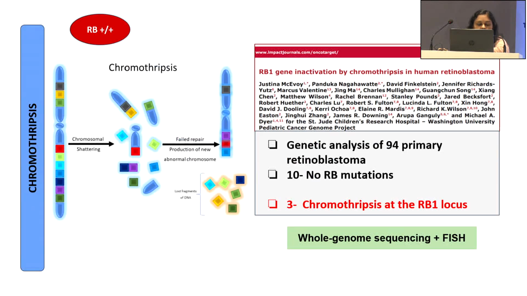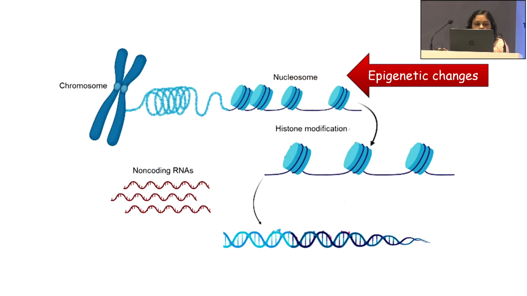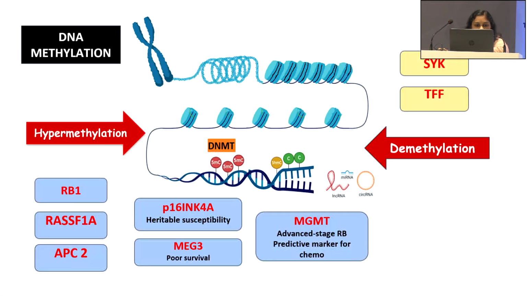Another subset with no RB1 mutation developed retinoblastoma by a phenomenon called chromothripsis, wherein there was complete shattering of the chromosome followed by a rearrangement, and this subset was associated with more aggressive behavior and therapy resistance. The importance is that you need whole genome sequencing along with FISH for the detection of chromothripsis. Now coming to the epigenetic changes.